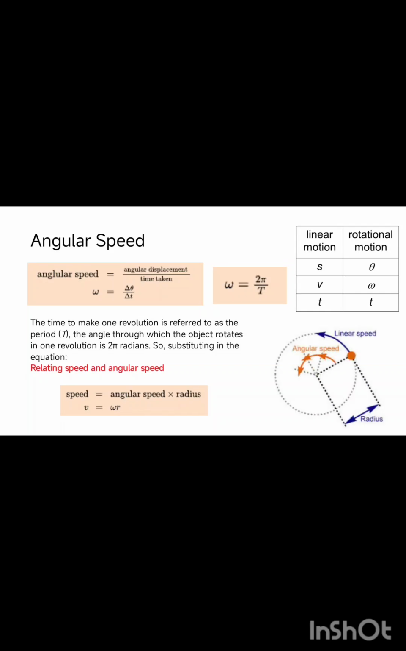If you look at this picture, an object moving in a circular motion has a linear speed and also an angular speed. Of course, if the radius is different, the object will have a different angular speed. So the angular speed depends upon the radius of the circle. The angular speed is inversely proportional to the radius. If the radius is bigger, the angular speed will be smaller. If the radius is smaller, the angular speed will be bigger.